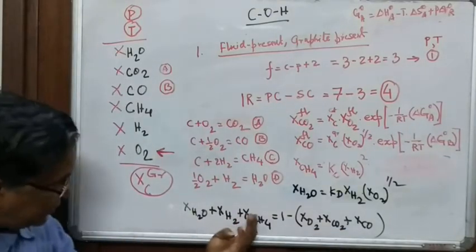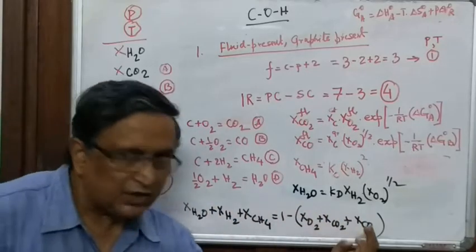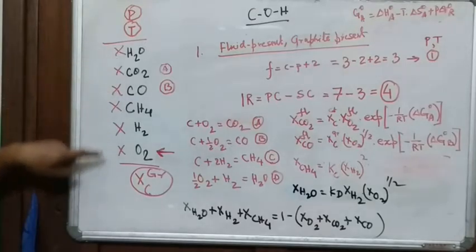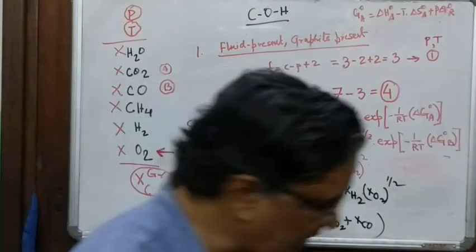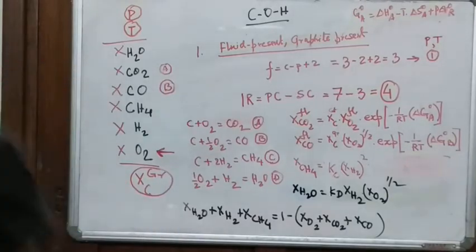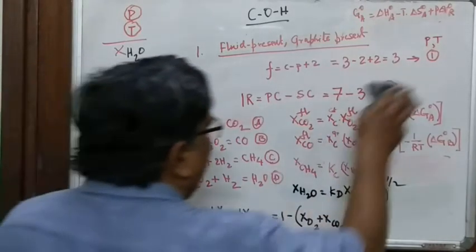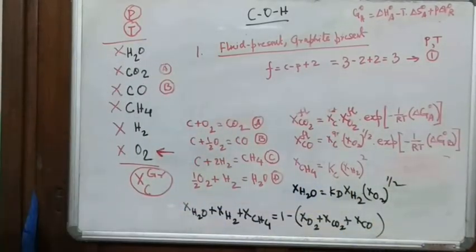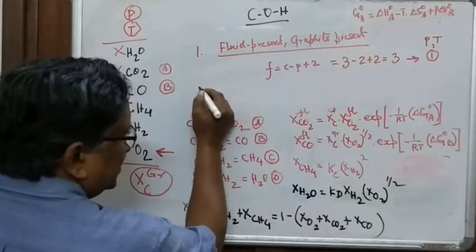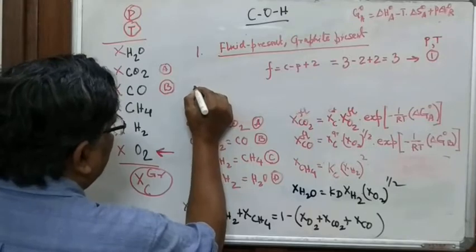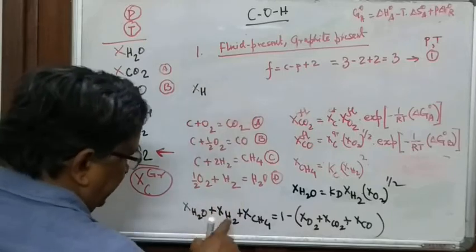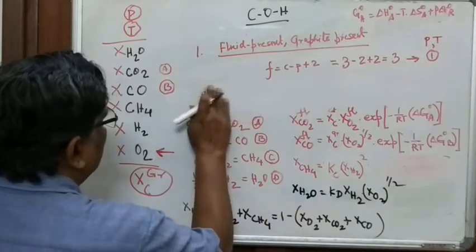What I have done: the unknowns I have brought to the left, knowns I have taken to the right. Remember, 1, 2, 3. These are known. And I can write this expression a little differently. I can write now XH2, XH2O. So I can write this in terms of this.